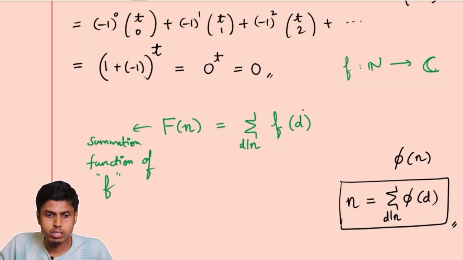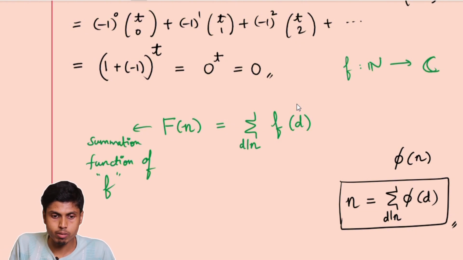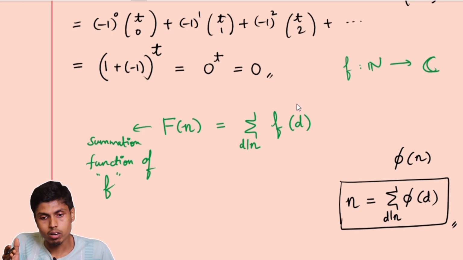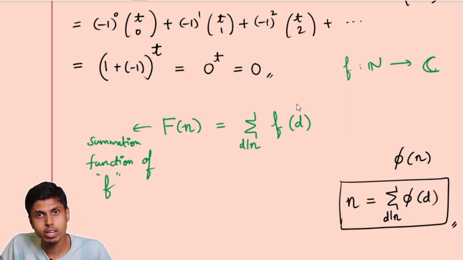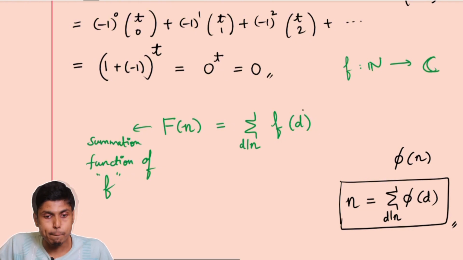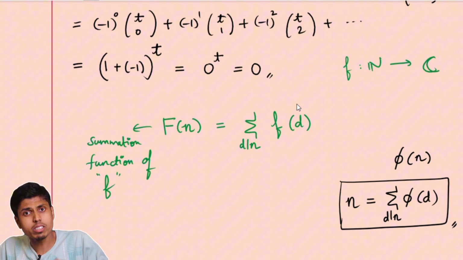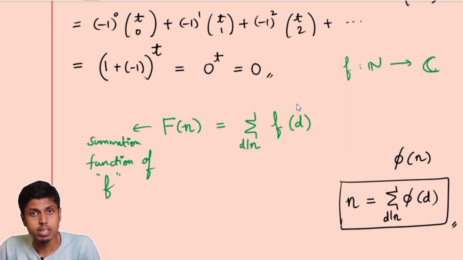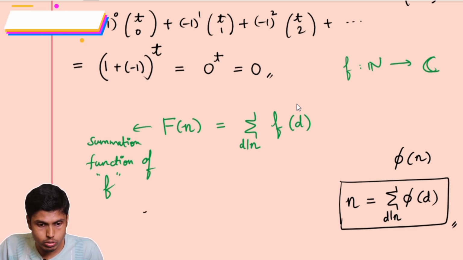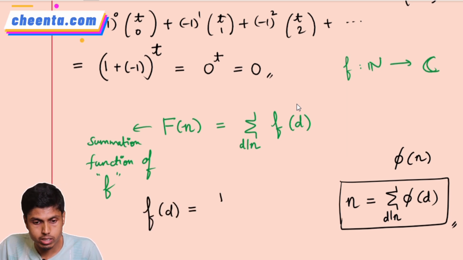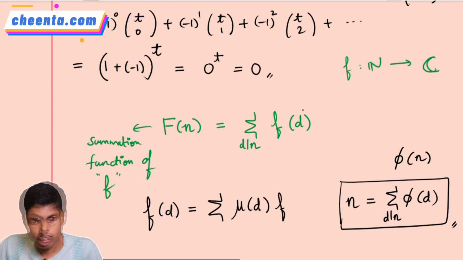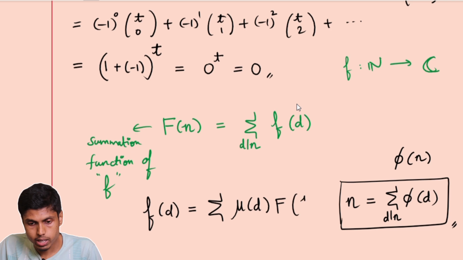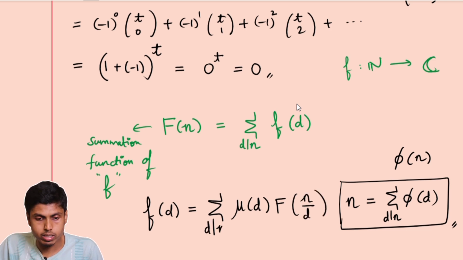Okay, so how is it related to the Mobius function? Finding a summation function from some arithmetic function is this way: just take the sums of the actual function evaluated at the divisors of a particular value. But given a summation function, can I retrieve back my original function? Yes, indeed you can. That is using the Mobius function multiplied with the summation function: the sum of mu of d times capital F of n by d, where d runs over the divisors of n.